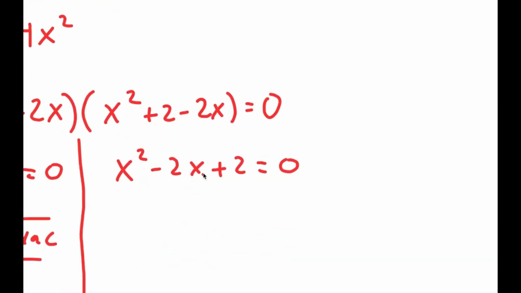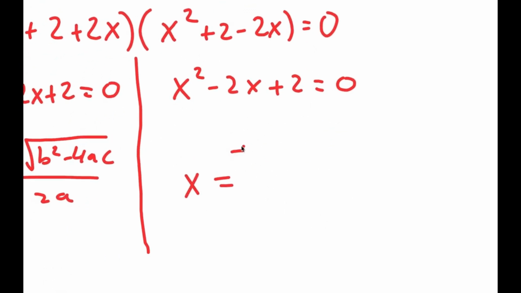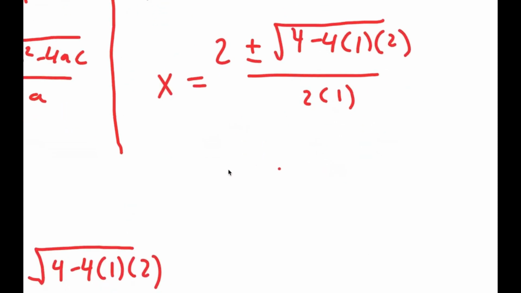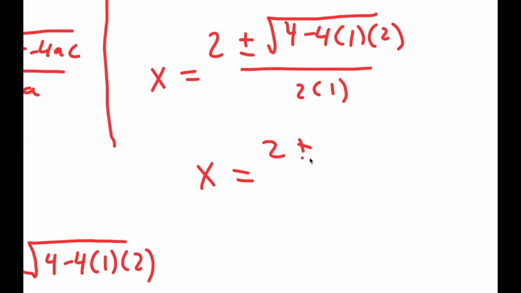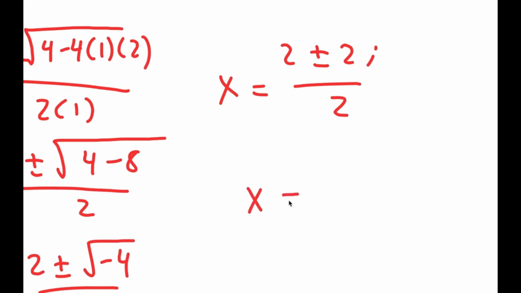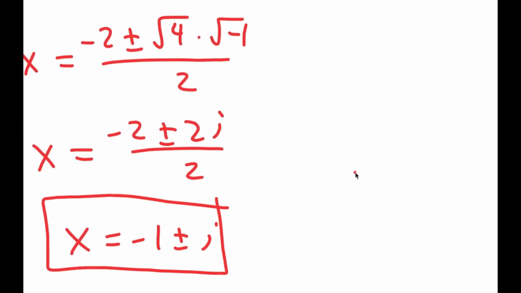And then now for x squared minus 2x plus 2 equals 0, I'm going to do the same thing. I'm going to use the quadratic formula. So I get positive 2 plus or minus the square root of 4 minus 4 times a, which is 1, times c, which is 2, all over 2 times 1. This is equal to 2 plus or minus the square root of negative 4 over 2, which is equal to 2 plus or minus 2i over 2, which is equal to 1 plus or minus i. So these are my 4 solutions.